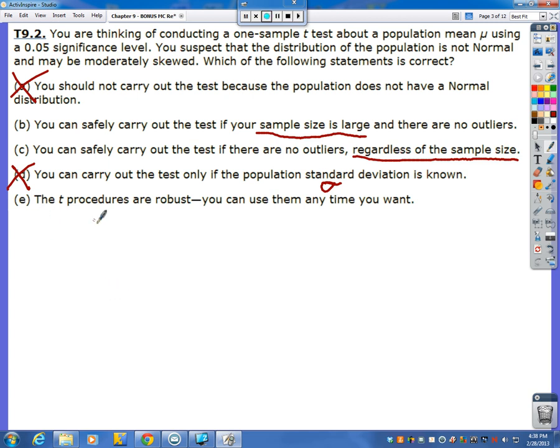Now E, the t procedures are robust. You can use them anytime you want. Now this term robust, I kind of skipped over from last chapter. Robust just means, how can I put this, that t procedures, the t distribution altogether, work very, very well.